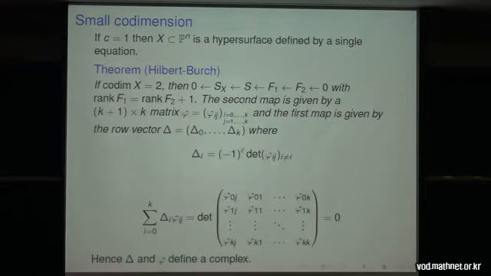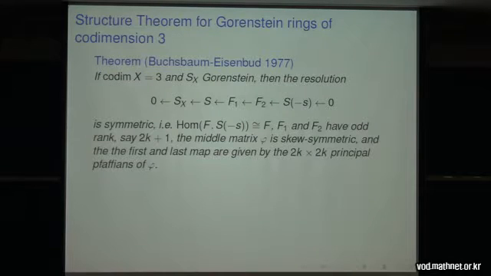So what about the next case? We have the famous structure theorem of Buchsbaum-Eisenbud. So if the codimension is 3 and I have an additional assumption that X is Gorenstein, this means 2 things. One thing, it means that the projective dimension, which is 3, is equal to the codimension. So we're in the nice case of equality in the Auslander-Buchsbaum formula. And the second one, that's symmetric. So here is rank 1, here is also rank 1, then f1 and f2 must have equal rank.